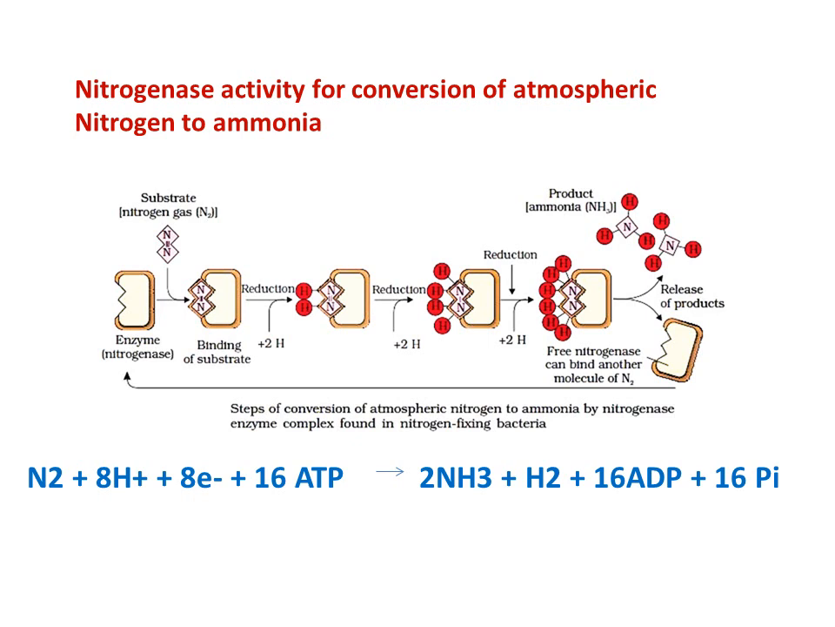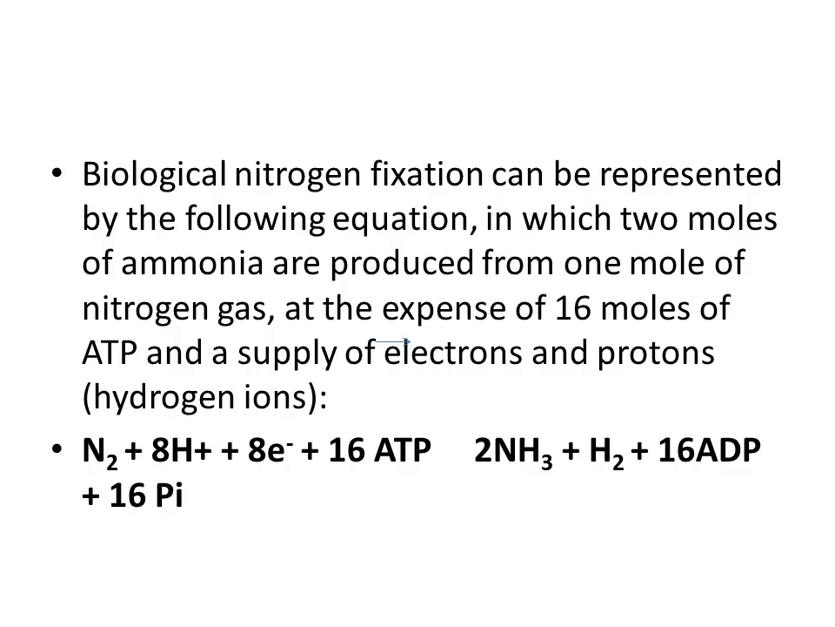So the overall reaction goes on like this. A single molecule of nitrogen, in the presence of 8 protons, 8 electrons and 16 ATP molecules, releases 2 molecules of ammonia, and hydrogen is also released, with 16 ADP and 16 inorganic phosphate produced. So this is the overall reaction of the process of conversion of nitrogen into ammonia.